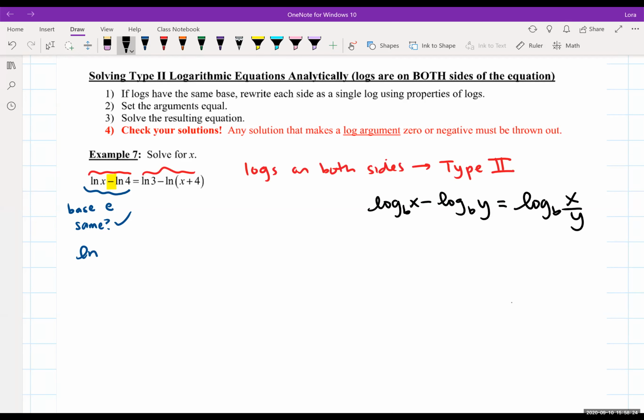The argument that comes first is natural log of x, so we should have x over 4. It still has that base e. We don't have to write it if you don't want to. It's up to you.